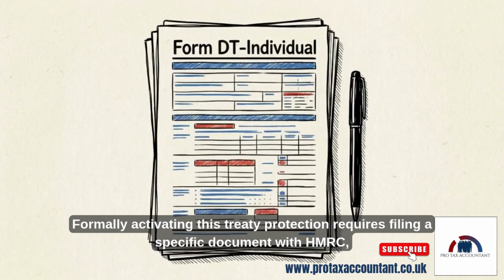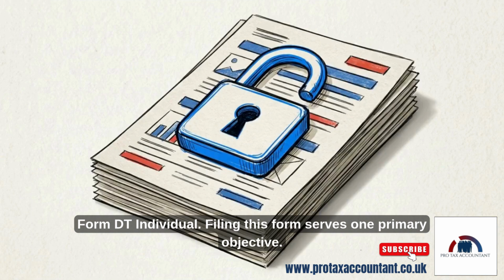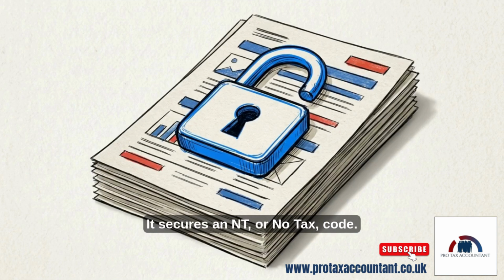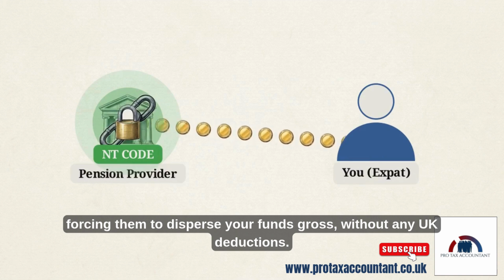Formally activating this treaty protection requires filing a specific document with HMRC, Form DT Individual. Filing this form serves one primary objective. It secures an NT, or no tax code. This code legally binds pension providers and payers, forcing them to disperse your funds gross without any UK deductions.